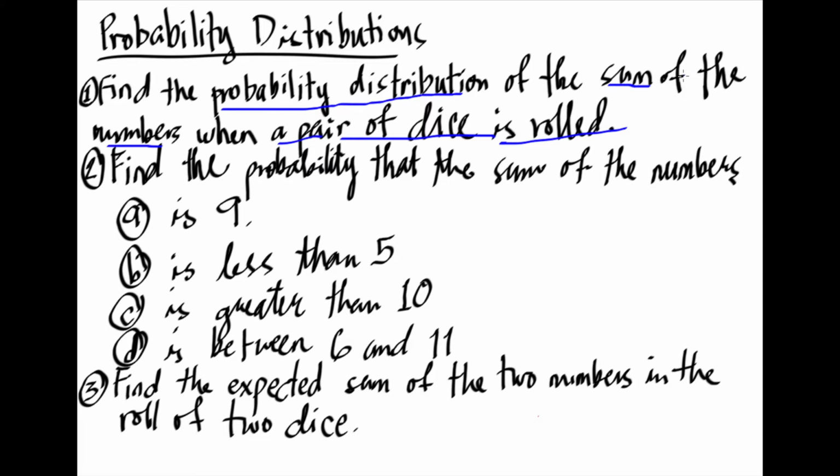Again, our random experiment is when a pair of dice is being rolled, and we're going to get the sum of those numbers. And then for number 2, we'll be finding the probability that the sum of the numbers is going to be 9, when the sum is going to be less than 5, when the sum is greater than 10, and when it is between 6 and 11. And thirdly, we will find the expected sum of the two numbers in the roll of 2 dice.